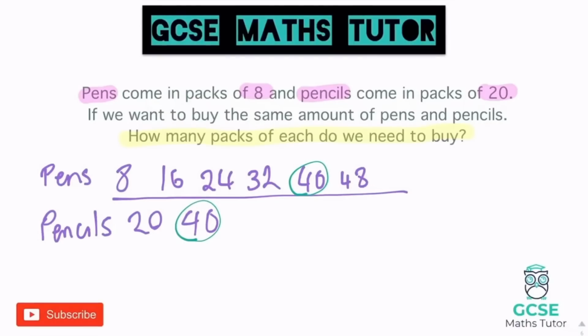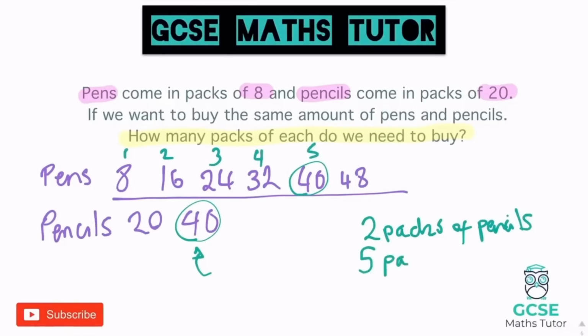So having a look at this, the pencils, that's on the second pack, isn't it? So 2 packs of pencils. And if we count along on the pens, we've got 1, 2, 3, 4, 5. So 5 packs of pens. There we go. Now to be fair, with this question it said how many packs of each do we need to buy if we want to get the same amount. Now you could have kept on going actually. If we keep going on the pens we'll get to 80. If we keep going on the pencils we'll get to 80. So we could buy double each.